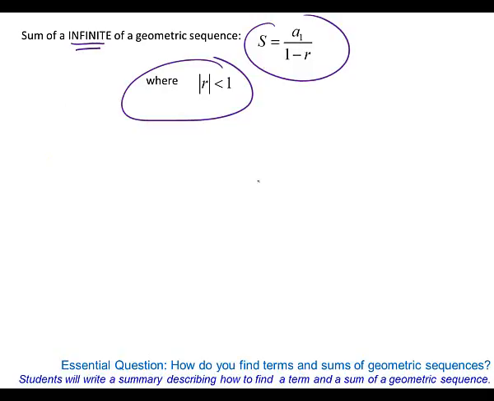Notice, is there any n? No, because we know it's going to go to infinity. All right? So, this is just going to stand for the sum again. This is the first term, right? And what's the R stand for? The ratio, right?